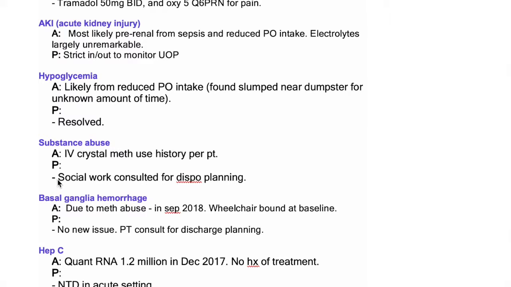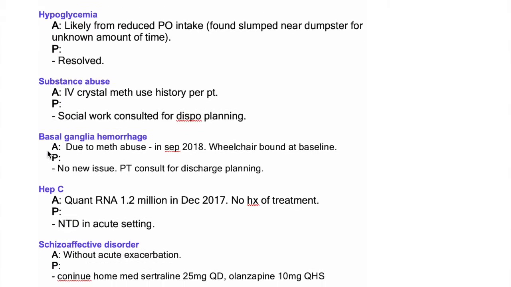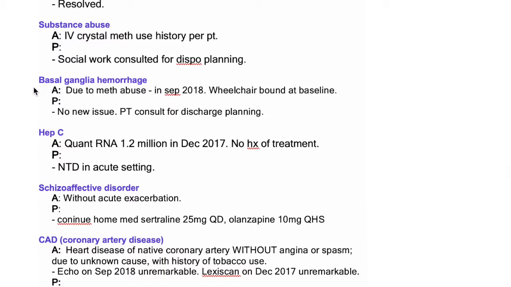And one thing we could do is to consult social work, see if they have any resources. So again, think about discharge from the day the patient comes into the hospital. The other one was that she had basal ganglia hemorrhage as well. This is a made-up date, due to meth use. She's wheelchair bound at baseline.